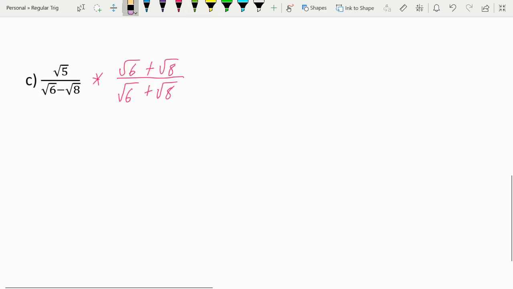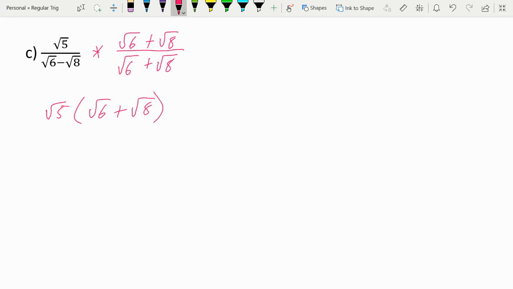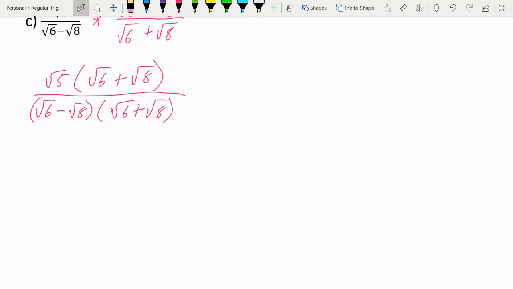So all I'm doing is multiplying by 1. Again, I don't want to skip any steps. I don't want anybody yelling at me. So multiply straight across. I have 5, open parentheses, times the square root of 6 plus the square root of 8, all over the square root of 6 minus the square root of 8 in parentheses times the square root of 6 plus the square root of 8. And just like we've always done, all we're going to do is distribute.